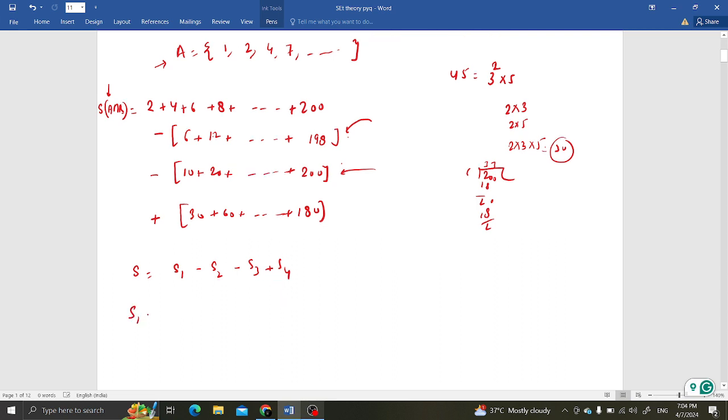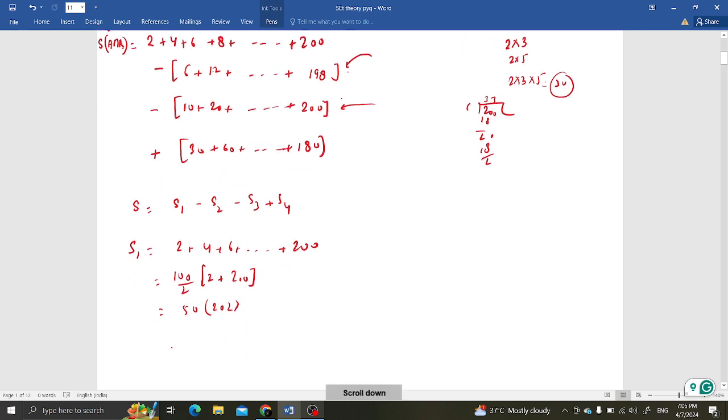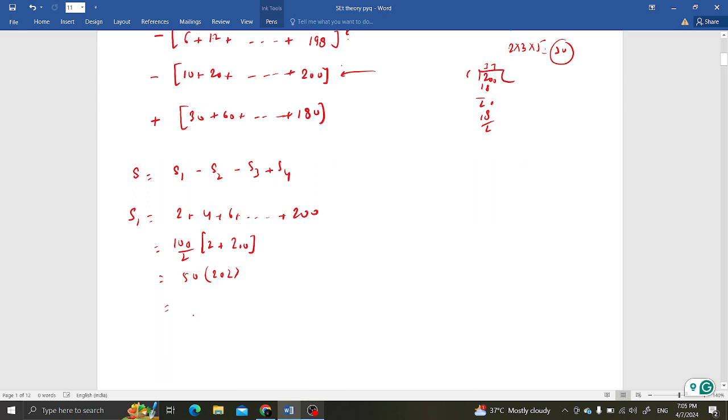So we can find S1 as 2 plus 4 plus 6 plus so on up to 200. How many elements? Actually it is an AP, and it has 100 elements. So 100 upon 2, first term plus last term, that is 202. We get 50 into 202, and the answer for S1 is 10100. Okay.